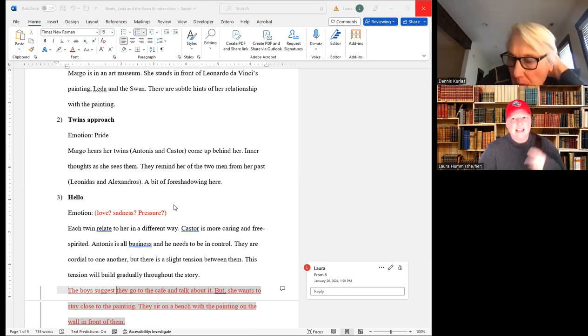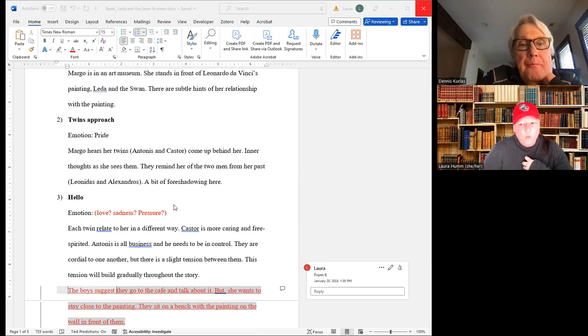So we have this sense of calm, this pride. When they come up to her and say hello, do we want her to feel this swell of pride moving into love? Do we want it to be this pride moving to sadness because she has to tell them something really difficult and she doesn't love the tension between them? Does she feel the pressure? You can pick which emotion you want.